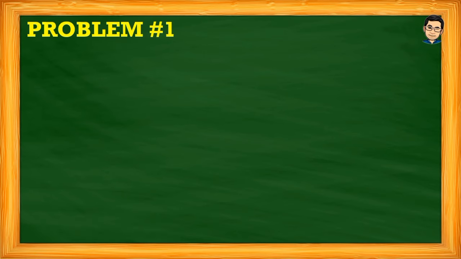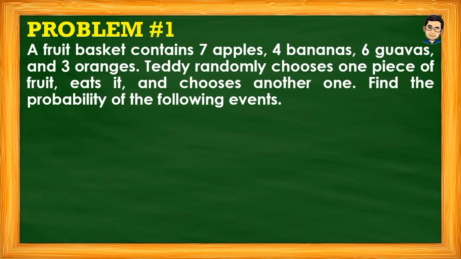So let us have problem number 1. A fruit basket contains 7 apples, 4 bananas, 6 guavas, and 3 oranges. Teddy randomly chooses one piece of fruit, eats it, and chooses another one. Find the probability of the following events. Okay, meron tayong fruit basket dito. Ang laman ng ating fruit basket ay 7 apples, 4 bananas, 6 guavas, and 3 oranges.